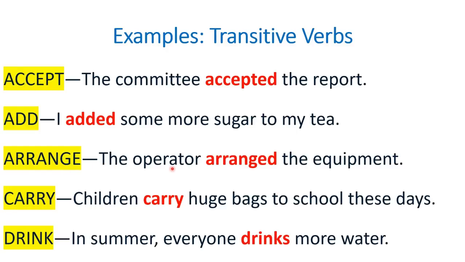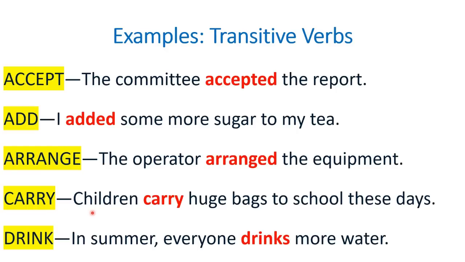The operator arranged. Arranged is a transitive verb and is not complete in meaning till you add an object. You say the equipment. Equipment is some machinery or some laptop or some telephones, some speakers, anything. So operator is the subject, equipment the object, and arranged a transitive verb.